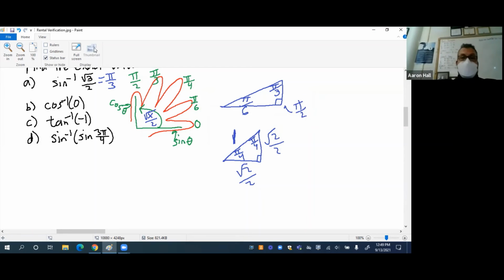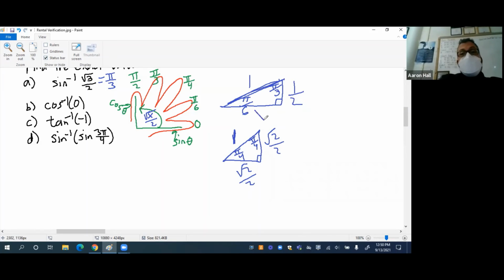So I don't really need that. Now this is a unit circle. This is on the unit circle, so this is a radius of 1. For all 30, 60, 90 triangles, what's the relationship between the longest side and the shortest side? Yeah, the shortest side is half. So this is half.